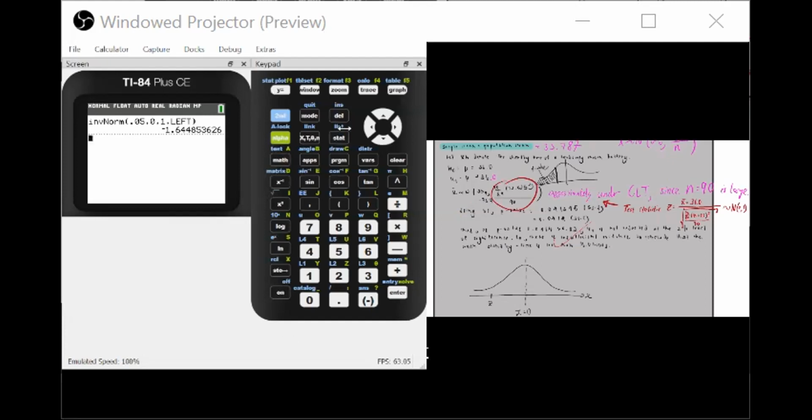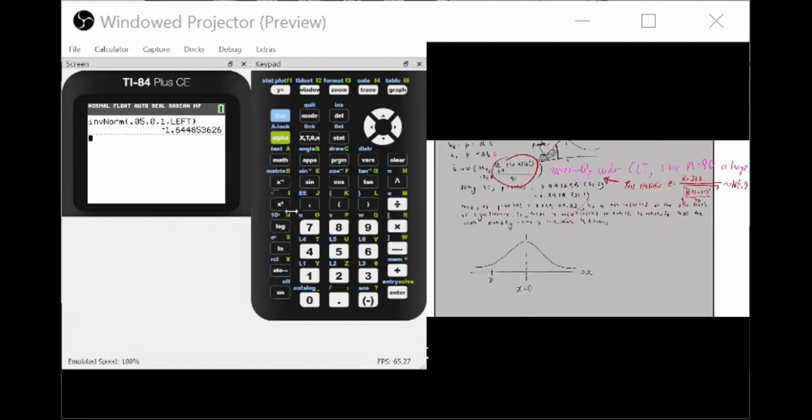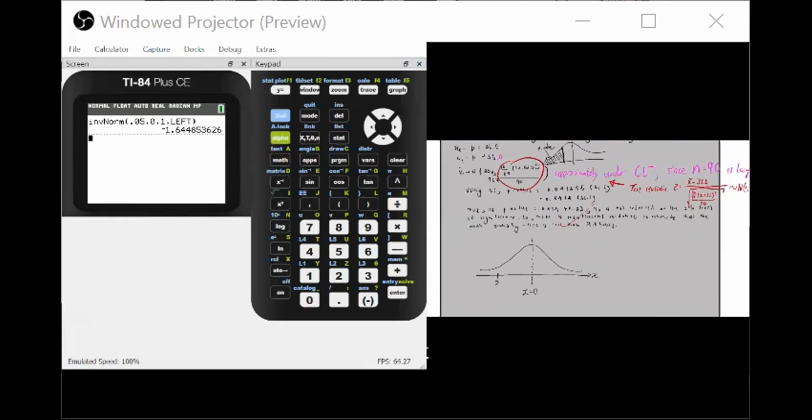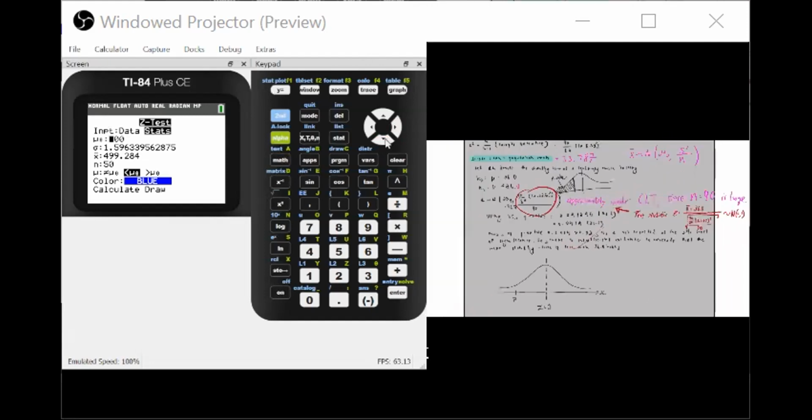Let's go to the GC. Is my GC still showing? Can you see my annotation? Can. Okay, go to the GC, press stat, go to test, go to z test, number 1, press enter. Go to stats mode, input, data and stats, go down to fill in the data. So what is the mu naught in this case? It is 36, right? Yeah.